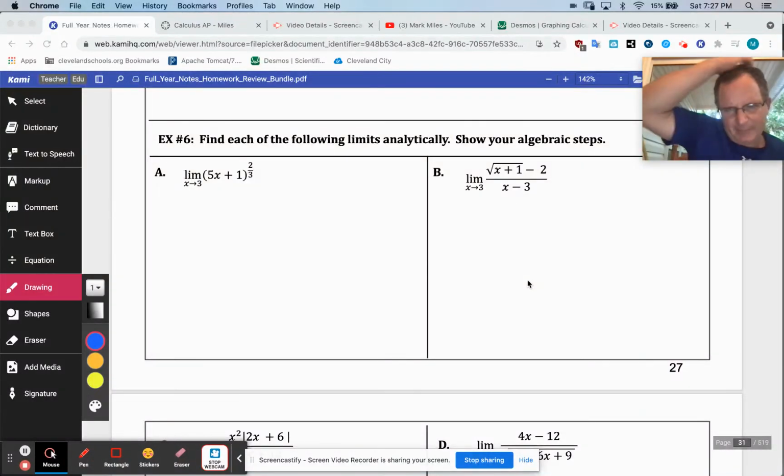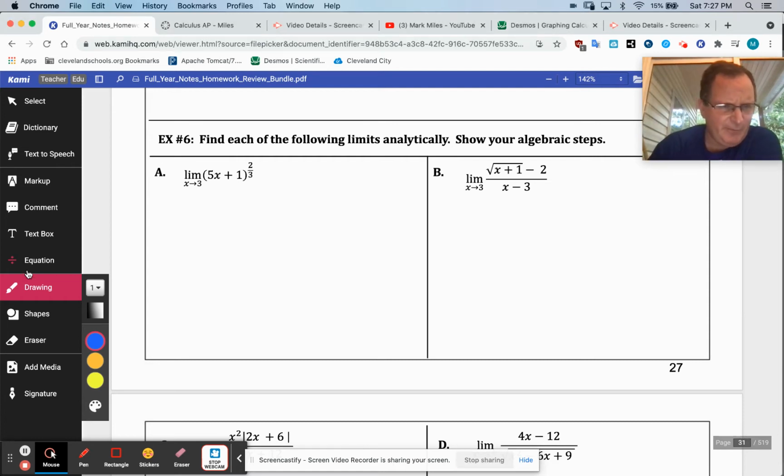Okay. Example 6 is just a hodgepodge of all kinds of different problems. Now, on the very first one, it's just a direct substitution, and it's kind of a reminder of what a 2/3 power is. So I'm going to go ahead and substitute directly in, because there's not going to be a discontinuity. All right, so substitute in, you get 15.